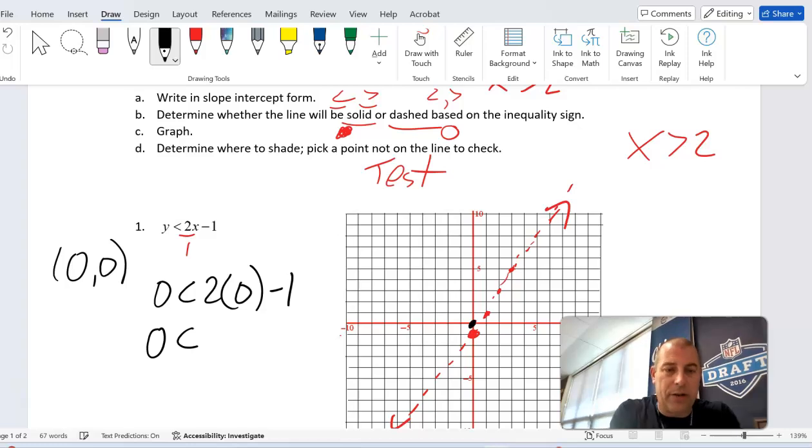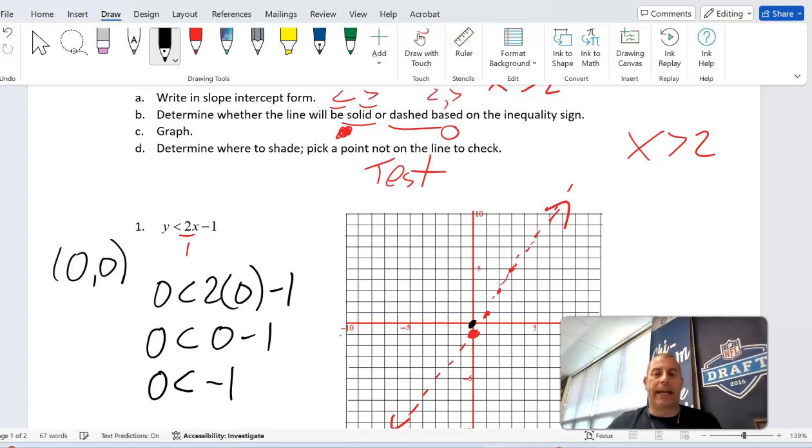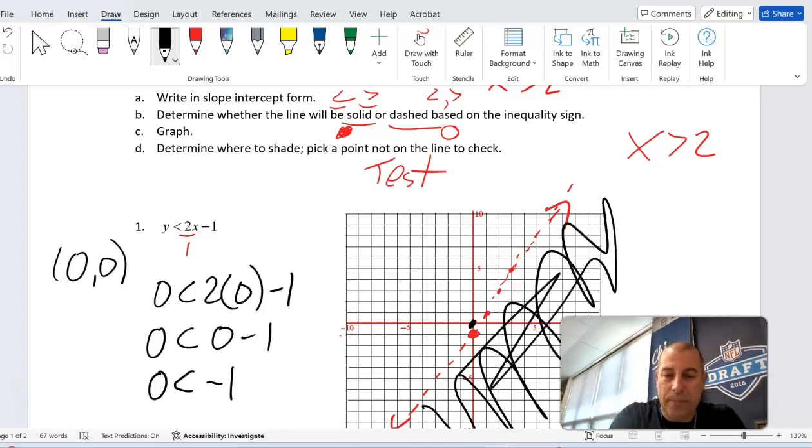2 times 0 is 0. 0 minus 1, that's a -1. Is 0 less than -1? No, it's not. So what that means is, no, that's not a solution. So we're going to go on the other side and shade.